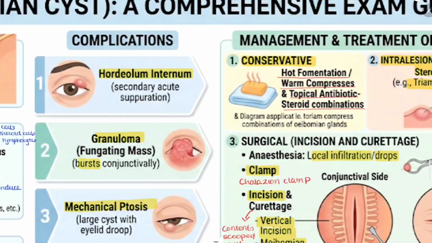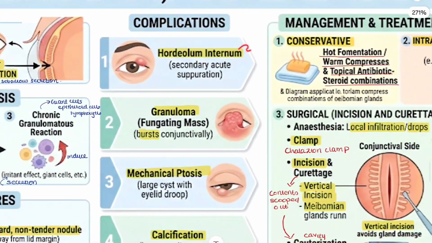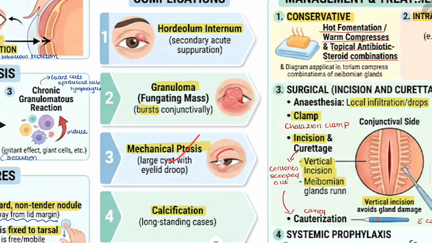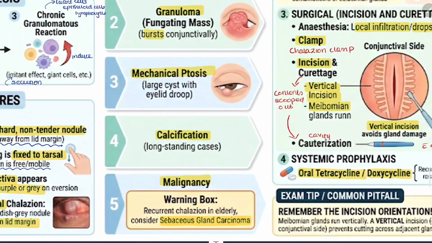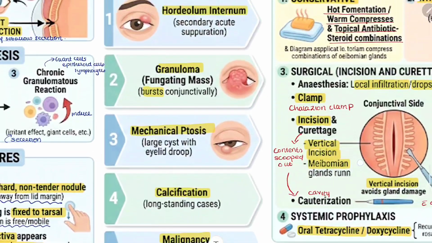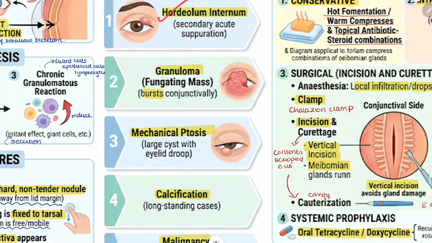Now, the important part, the complications. First complication is hordeolum internum, that is, secondary infection can lead to acute suppuration. Then there can be granuloma or fungating mass formation when they burst inside the conjunctiva. Then there can be mechanical ptosis due to the weight, and then calcification and malignancy. In recurrent chalazion in the elderly, we have to consider sebaceous gland carcinoma. So the complications are hordeolum internum, granuloma, mechanical ptosis, calcification and malignancy.